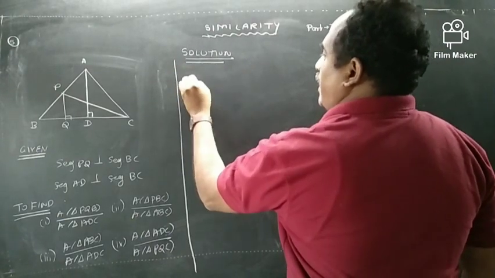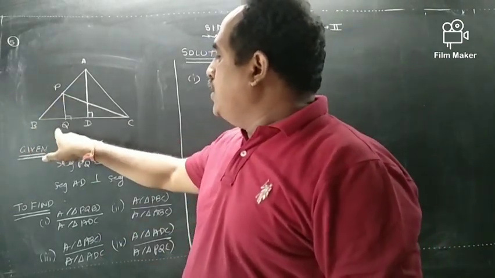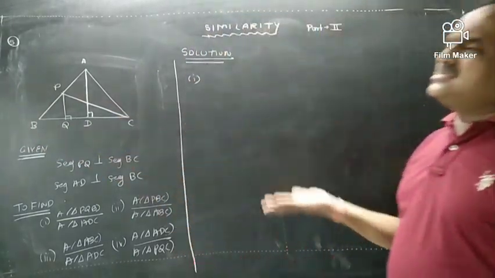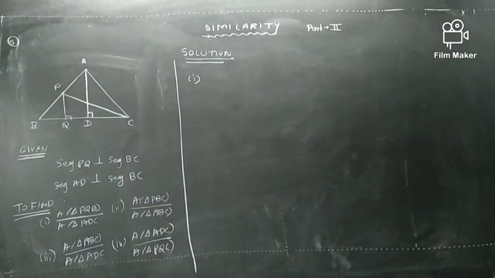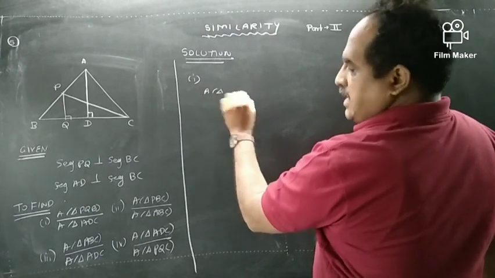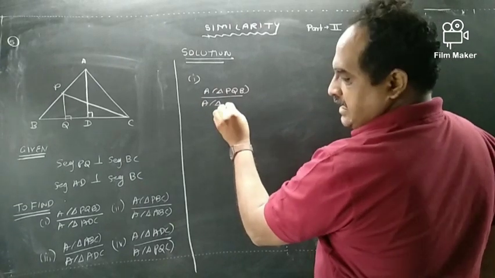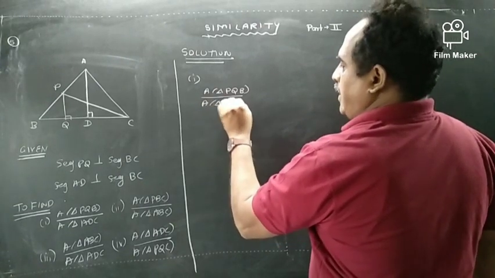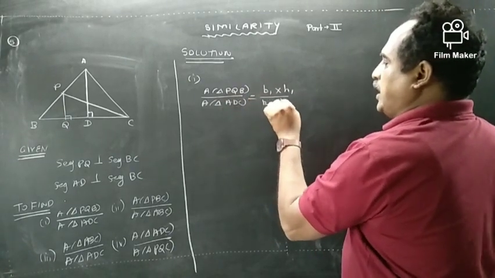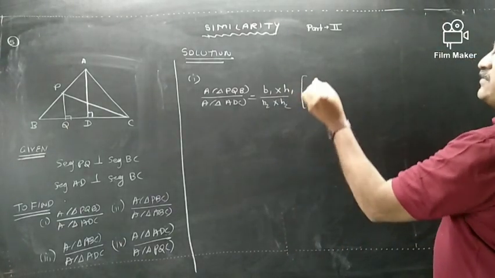See the first part. First part, we have to write PQB. This triangle PQB is there, and ADC. So nothing is common, nothing is equal in these two triangles. So we can go directly. Area of triangle PQB upon area of triangle ADC is equal to B1 into H1 upon B2 into H2. But this property we have to write in detail. What is the reason for it?